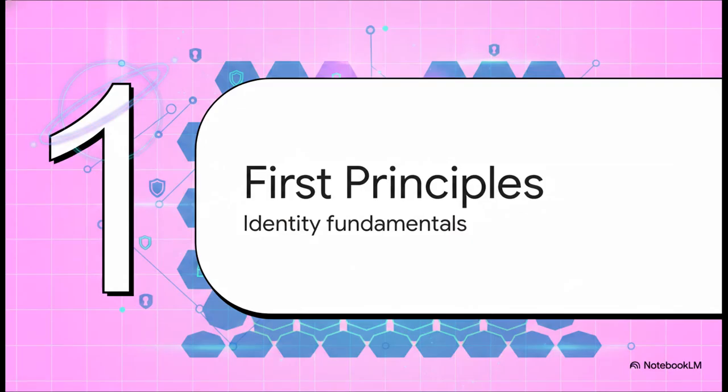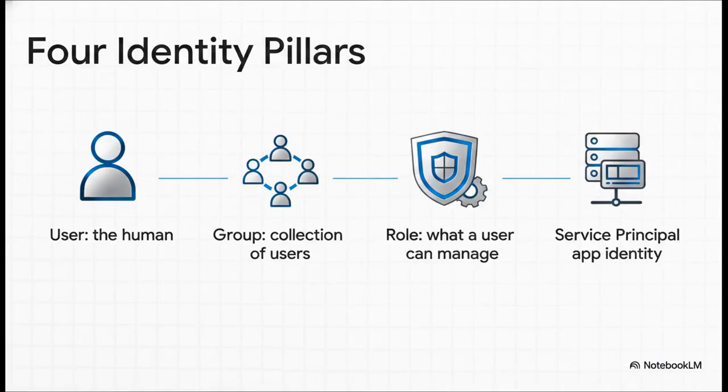Section 1, First Principles. Before we even think about clicking a single button in Azure, we've got to get our critical foundation in place. We have 4 core identity pillars to work with. The user, right? That's the actual human. The group, which is just a collection of those users. The role, which defines exactly what a user is allowed to administer. And finally, the service principal, which is simply the identity of an app in your tenant. Understanding these distinctions, especially grasping that a service principal is really just an application acting as itself, is quite literally the bedrock of modern cloud security.